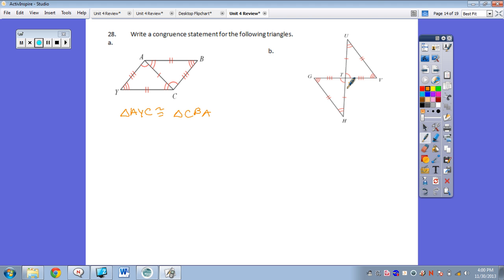Here, same thing. I'm looking at two triangles that are congruent. Let's say I'm looking at triangle GTH, and I have to match up which letters go with here. Well, G has 3 here, V has 3, so G has to go with V. T are vertical, so T goes with T, and that makes H go with U.